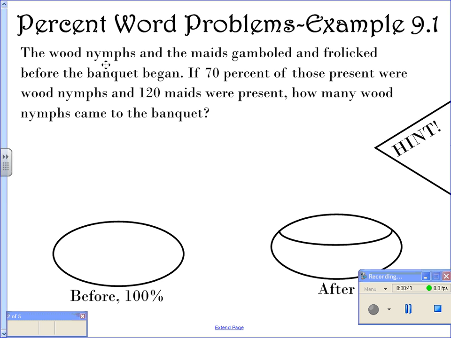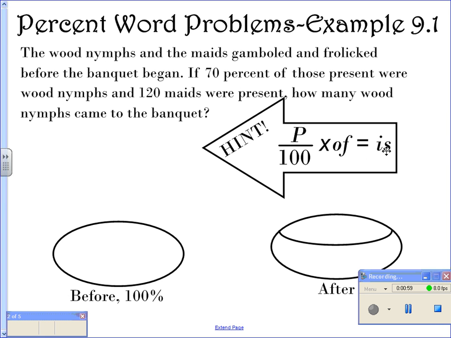The word problems will be like: the wood nymphs and the maids gambled and frolicked before the banquet began. 70% of those present were wood nymphs and 120 maids were present. How many wood nymphs came to the banquet? All right, we have a hint. It says use this equation. What other equation have y'all been using instead?